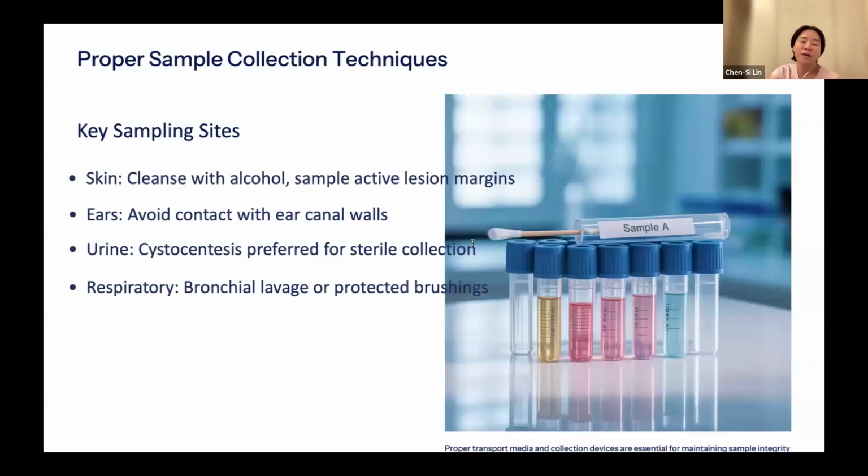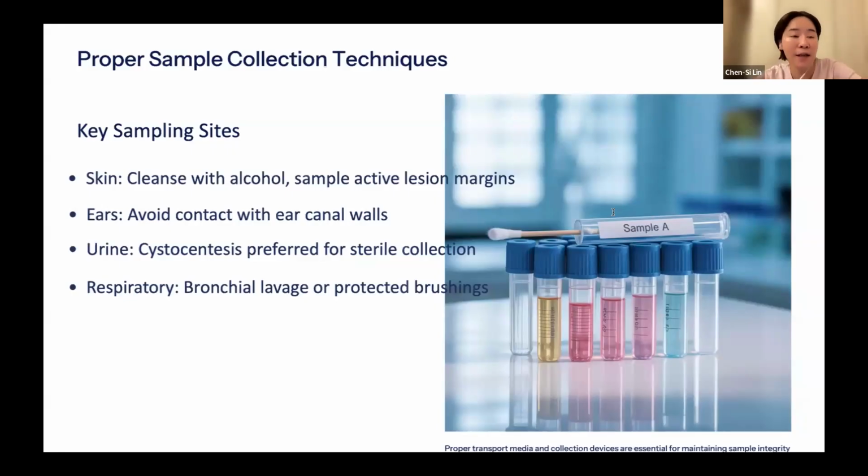So now we can move on to how to collect the sample properly. This is a very important step, because even the best lab cannot give us accurate results if the sample is poor. Here we provide some common lesions for which we will need to do a bacterial culture. We will need to collect samples from basically these four main lesions. Start with the skin. For skin sample collection, always clean the area with alcohol first, right?